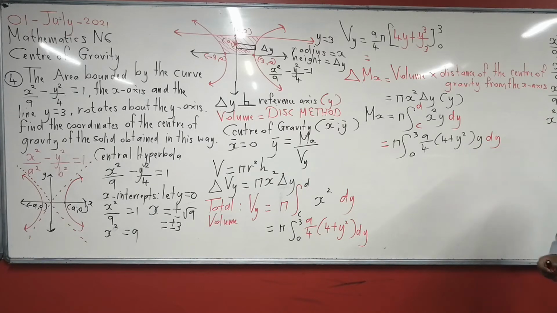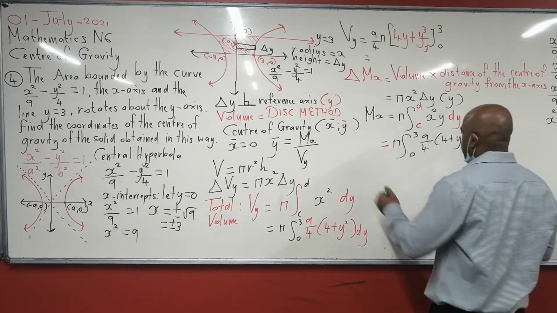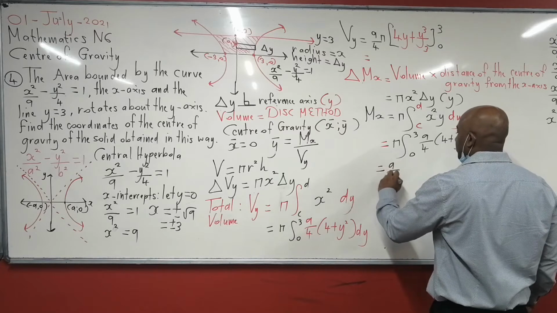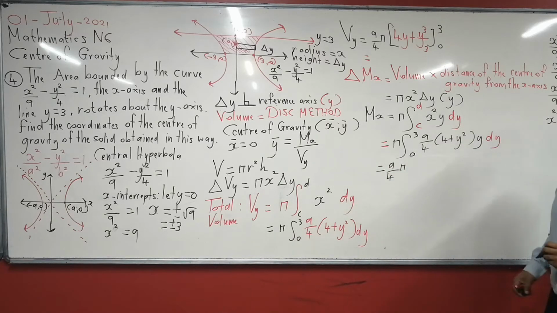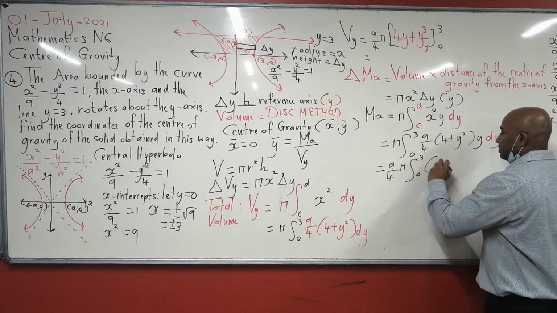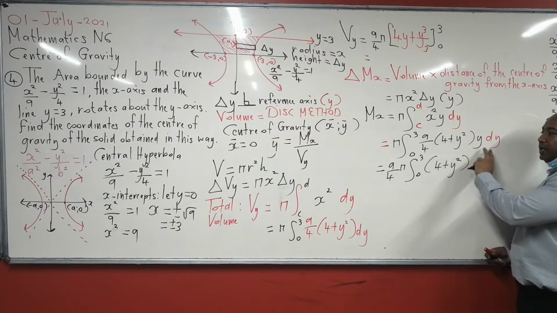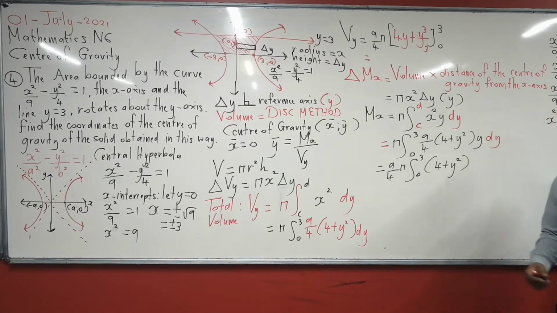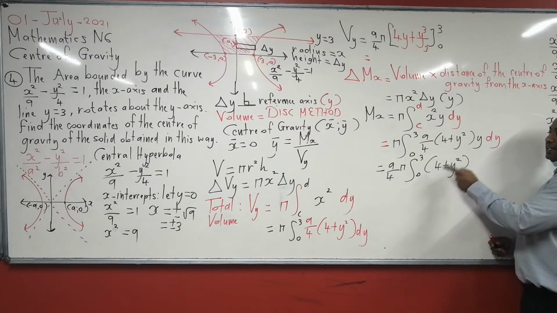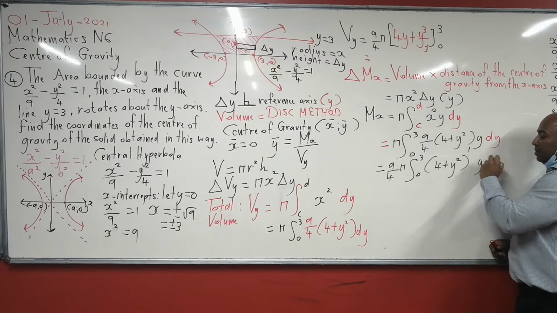So now, what I'm going to do is integrate. This is integration. We can remove the brackets, but I'm not going to do it. I'm going to show you, but you need to learn integration by inspection. So this is 4 minus y squared to the power 1, and that's y.